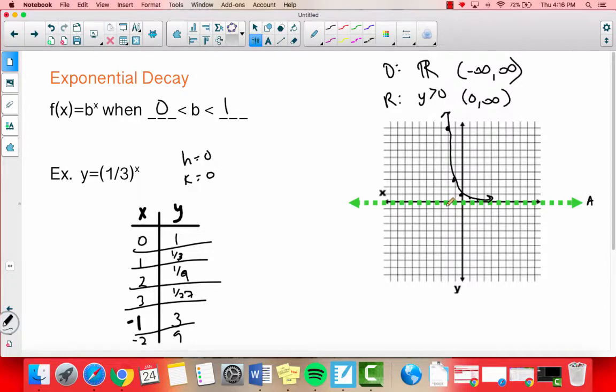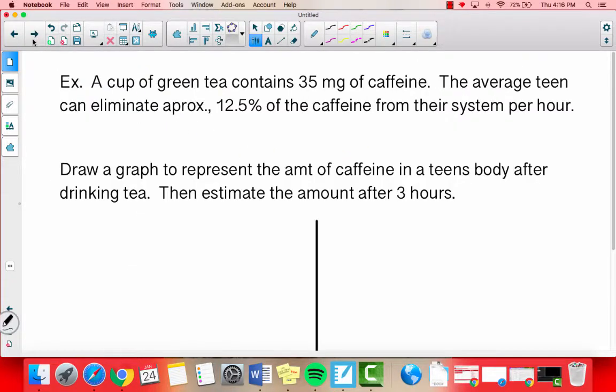Okay. If you have questions about the points or the domain and range or the asymptote, please make sure you ask me in class. And now we're just going to do an application problem, and then we'll be done. This application problem is very useful, especially if you're talking about in general your body and processing different things, whether it's caffeine or if you take a medicine, your body will process that medicine and eliminate it slowly over time. And so decay can be very good in application.